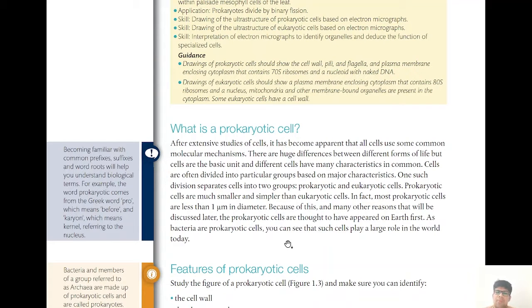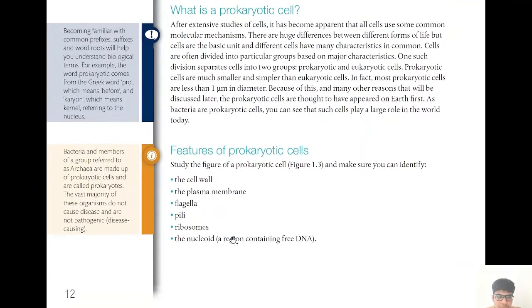So prokaryotic cells are much smaller and simpler than eukaryotic cells, that we need to remember, and there are huge differences between the forms of life. Because of this and many other reasons that will be discussed later, prokaryotic cells are thought to have appeared on the earth first. As bacteria are prokaryotic cells, you can see that such cells play a large role in the world today. Now here we have some features of prokaryotic cells. Study the figure of the prokaryotic cell and make sure you can identify the cell wall, plasma membrane, flagella, pili, ribosomes, and the nucleoid region containing free DNA.